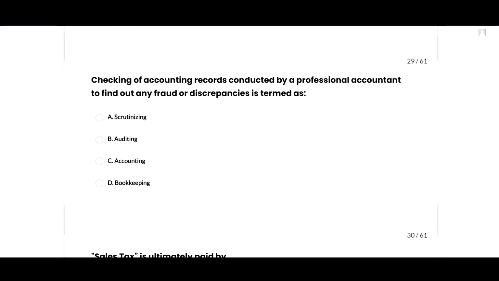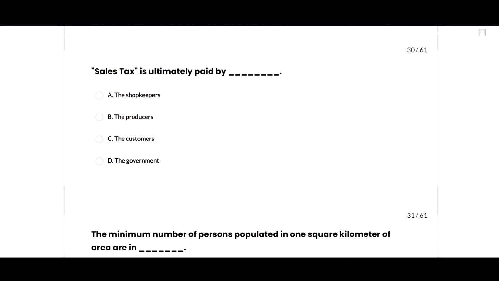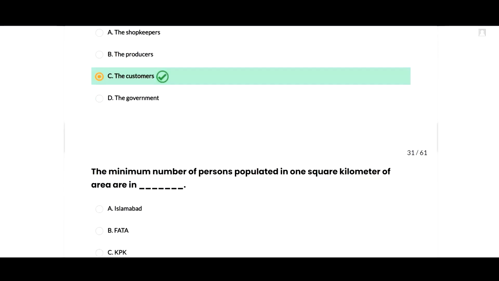The next MCQ. Checking of accounting records conducted by a professional accountant to find out any fraud or discrepancies is termed as auditing. B option is correct. The next MCQ. Sales tax is ultimately paid by the customers. C option is correct.